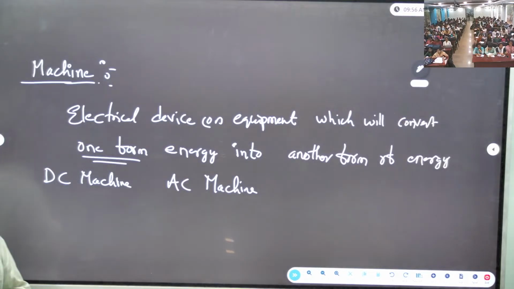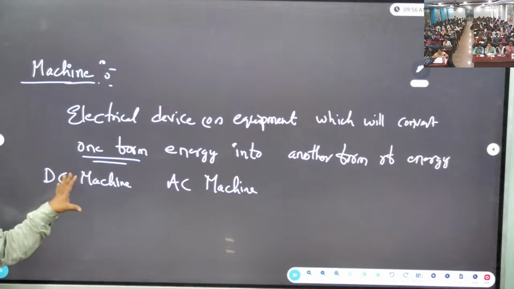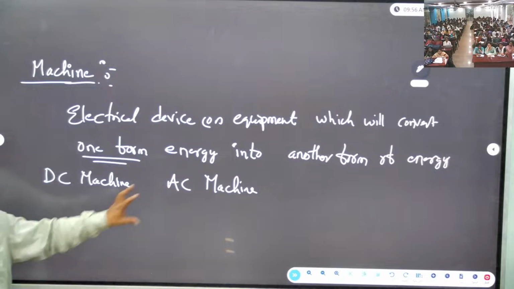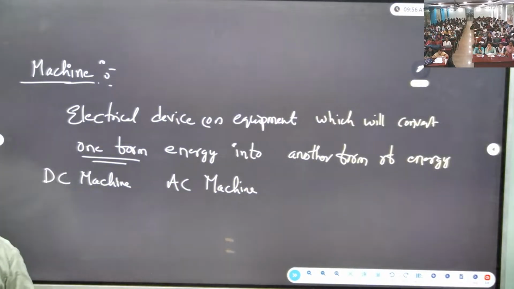DC machine and AC machine. Why are they divided? Because there are two supplies. One is DC. DC is nothing but battery. In our household, in our phone, wherever we are using a battery, that is nothing but DC. AC machine means the input is AC. So depending upon the supply, we are classifying as DC machine and AC machine.